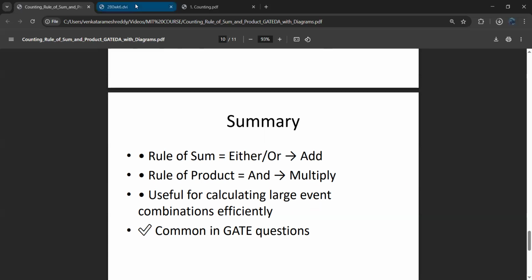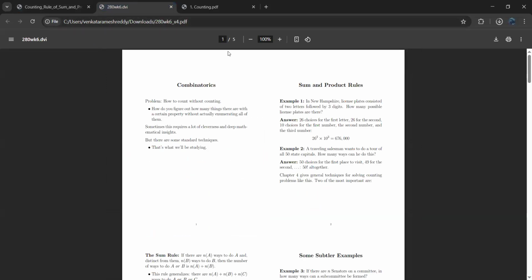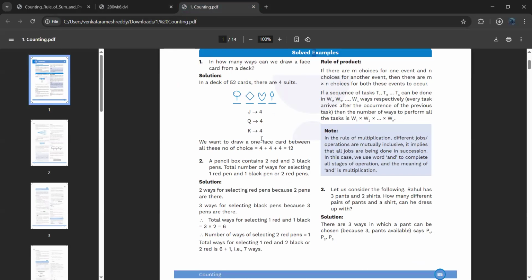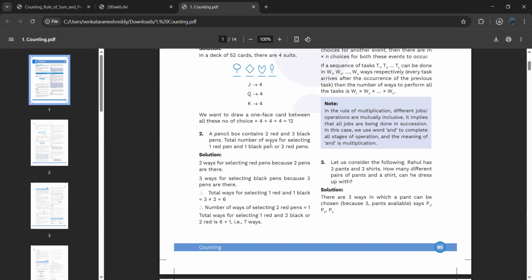And also we will see some examples of how we can do both ways. Here, see example two. A pencil box contains two red and three black pens. The total number of ways for selecting one red and one black pen, or two red pens.